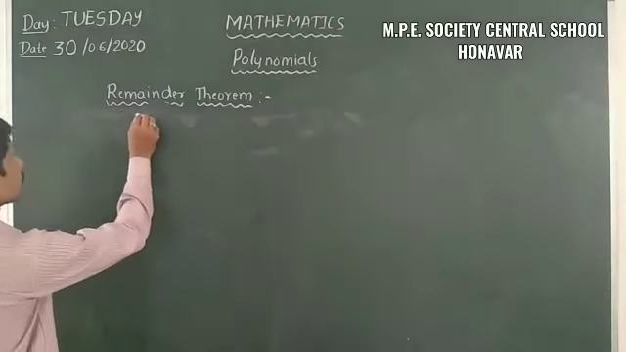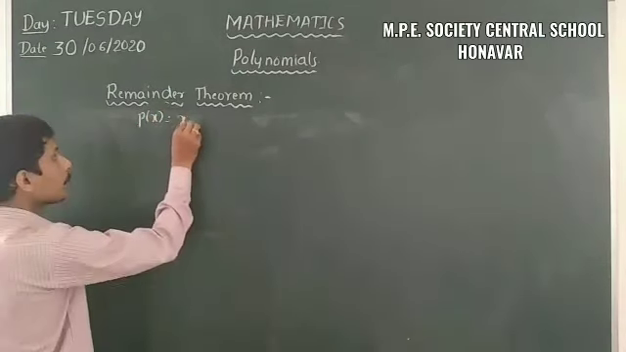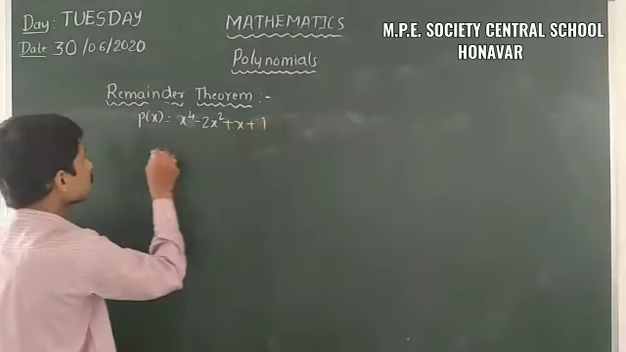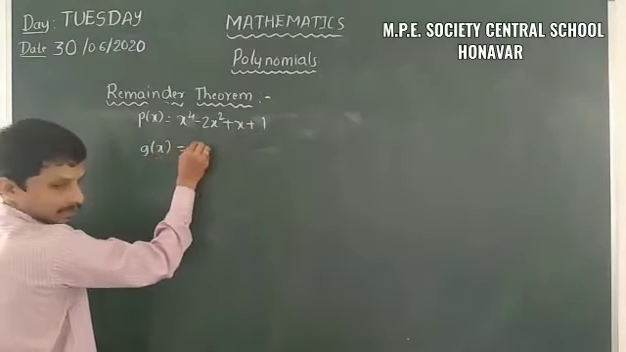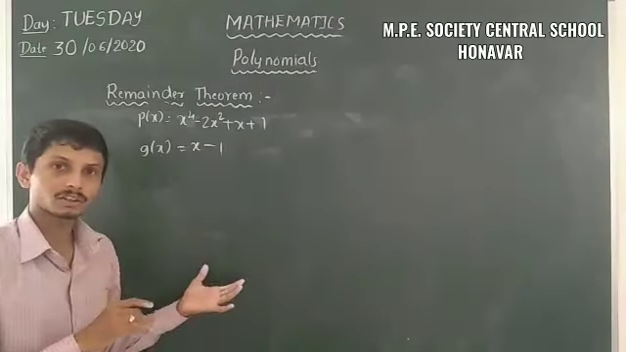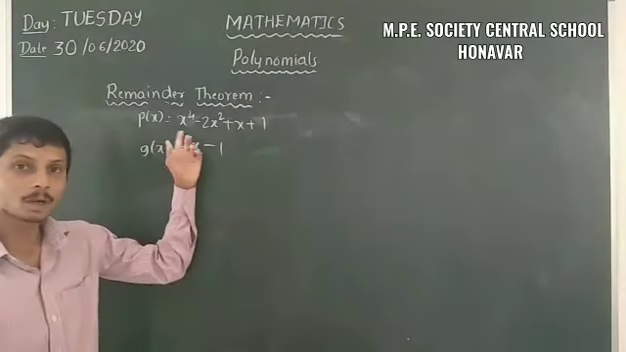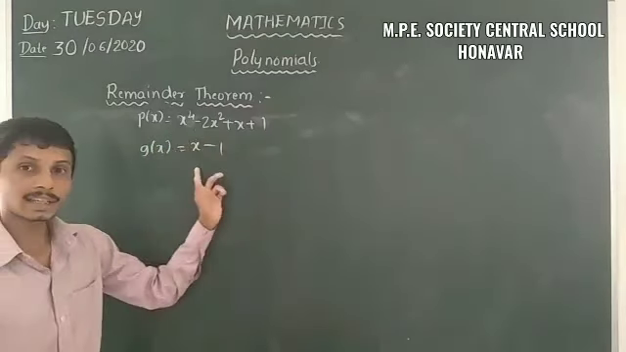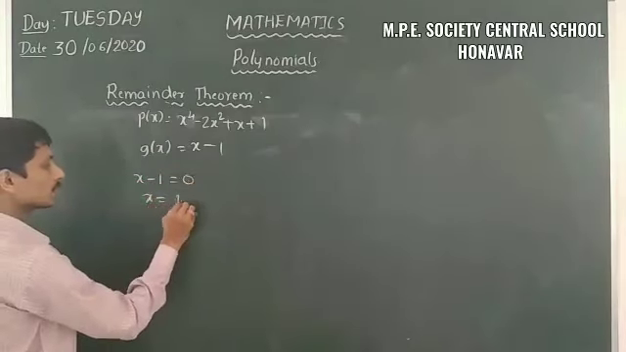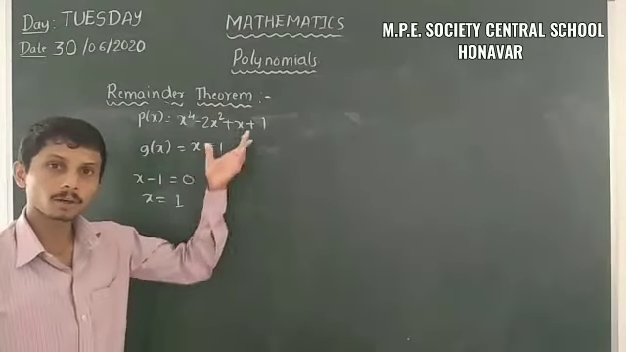So let us take P of x is equal to x raised to 4 minus 2x square plus x plus 1 and g of x is equal to x minus 1 here. From this we have assumed that g of x is one of the solutions of the equation. So x minus 1 is equal to 0, so x is equal to 1 is one of the solutions of the equation, or one of the zeros of the polynomial P of x.